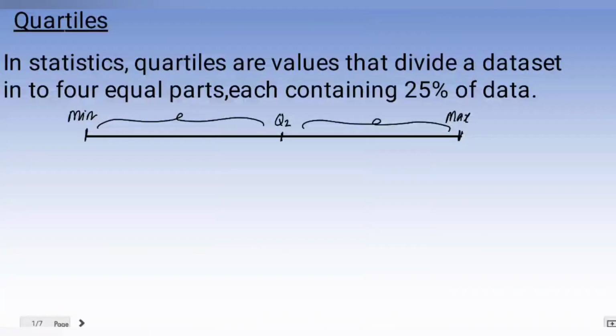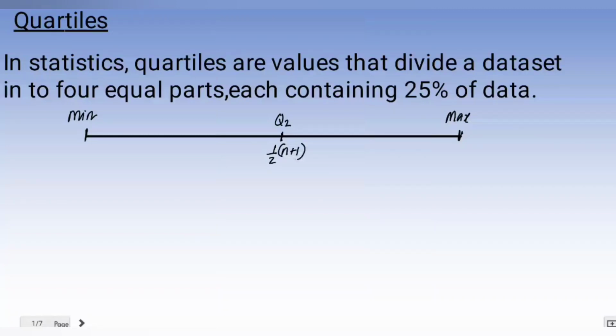In the first part, 50% of data are there. Similarly, in the second part also 50% of data are there. That is why Q2 is the middle number. The formula for calculating a median or Q2, you know that it is half times n plus 1, isn't it? Or we call it the 50th percentile.